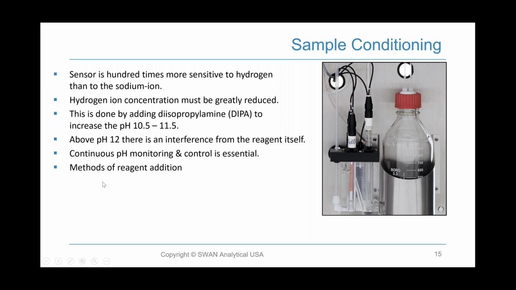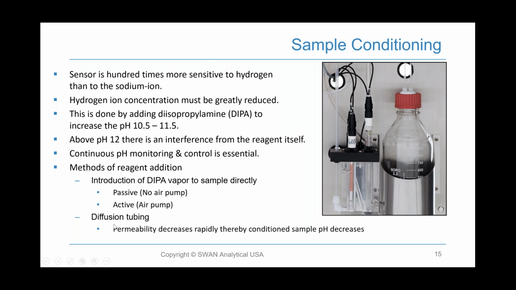There are different methods of reagent addition. We use the vapor phase of the reagent to increase the pH of the sample directly rather than diffusion tubing, and we use two means of reagent introduction. We use a passive method in which there is no air pump, and then we use an active method in which we use an air pump.